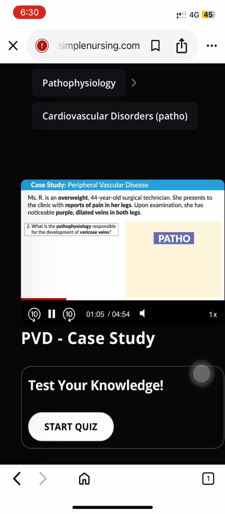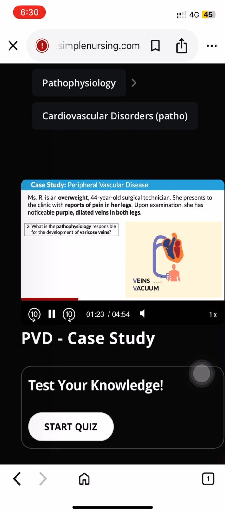What is the pathophysiology responsible for the development of varicose veins? So go ahead and pause the screen and try your best. All right, let's break it down. The question's asking for pathophysiology responsible for varicose veins.